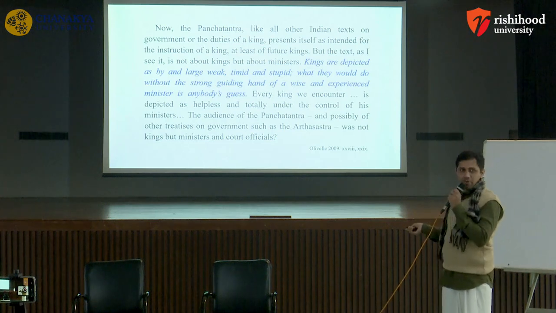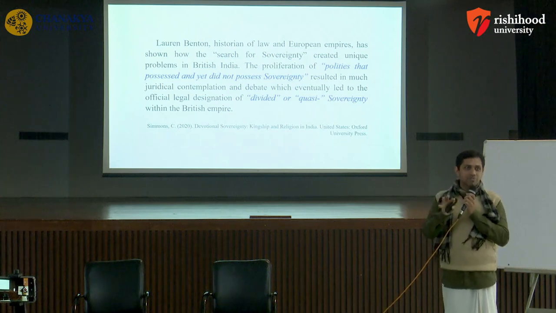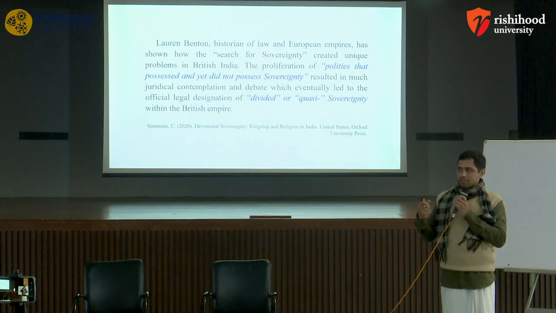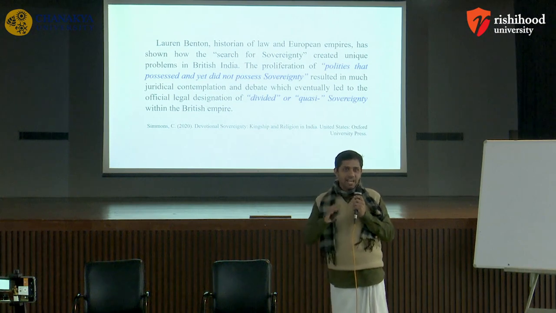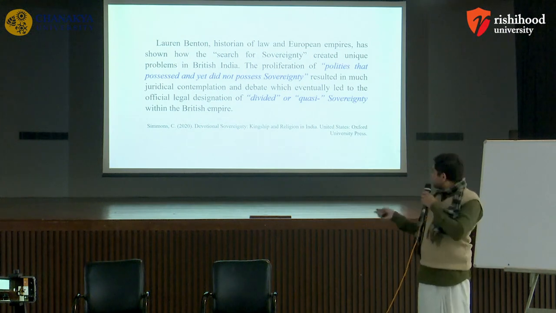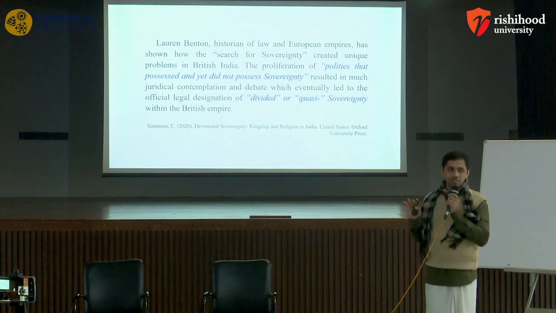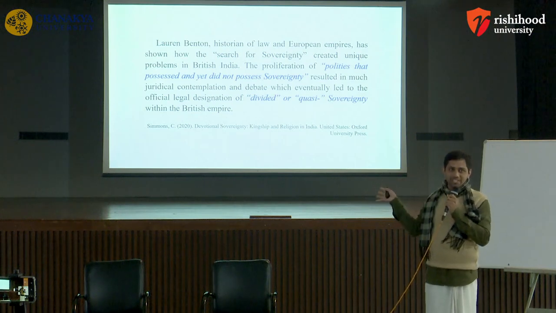And even in the 18th century, when Europeans came into India, one historian writes, historians of law and European empires have shown how the search for sovereignty created a unique problem in British India. They couldn't find the concept of sovereignty in India. They ran into a huge problem, because they had to make many engagements, that is, treaties and agreements with Indian kings, and they couldn't find who has the sovereignty, who has the authority and power. So they describe it as a polity that possessed and yet did not possess sovereignty. It is very difficult to say whether it has sovereignty or not. This is how, even in the 18th century, Europeans described Indian politics.